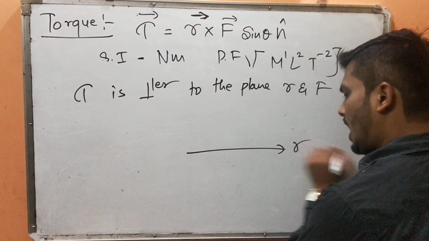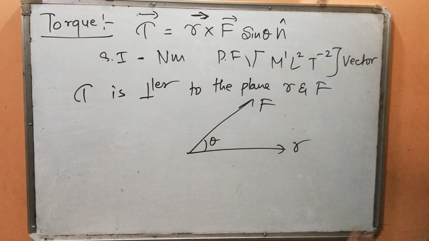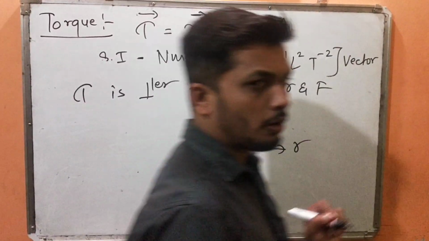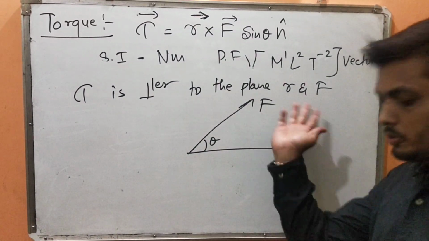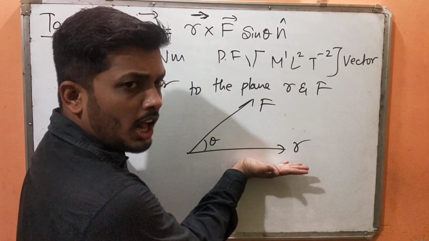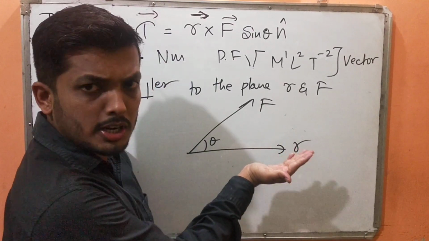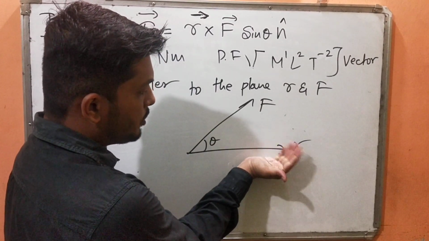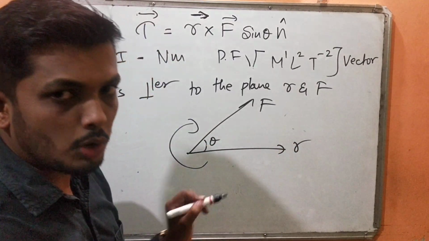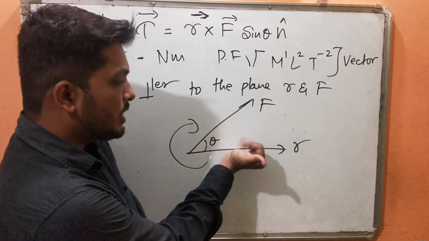For example, if this is R and this is F at some angle theta, what will be the direction of the torque? For that we'll again use which rule? Right hand Cork's rule. So when we take the right hand Cork's rule, when I close R towards F, you have to always consider the smaller angle. For R cross F, don't take this angle. You should always consider the smaller angle. So it is going R towards F.